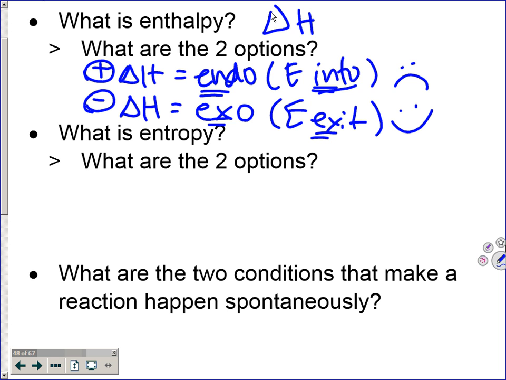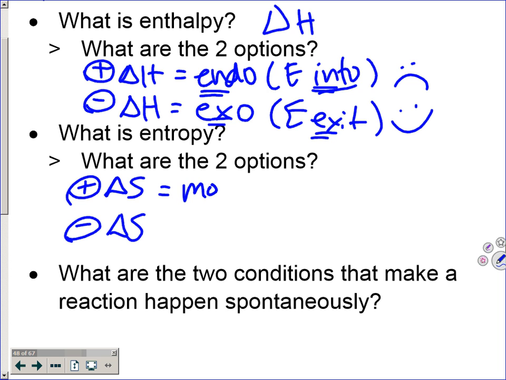Entropy, what's the symbol? Delta S. And there's a positive and a negative variety. What does the positive one refer to? More disorder. Good. Naturally that occurs really easily because things don't want to be tightly packed together and pent up in their potential energy. They prefer to be released in a disordered fashion.